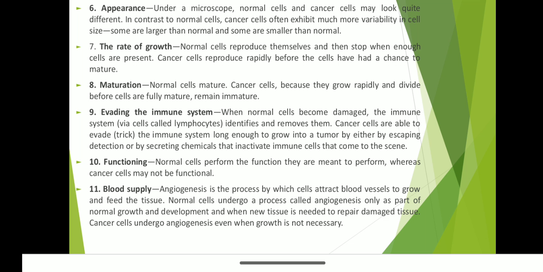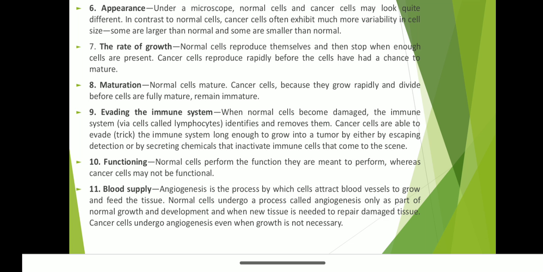Functioning. Normal cells perform the function they are meant to perform, whereas cancer cells may not be functional. For example, normal white blood cells help fight off infections. In leukemia, the number of white blood cells may be very high, but since the cancerous white blood cells are not functioning as they should, people can be more at risk for infection even with an elevated white blood cell count.